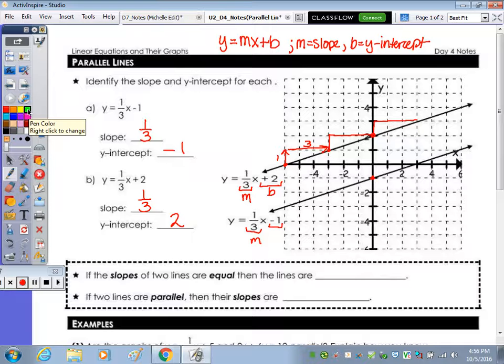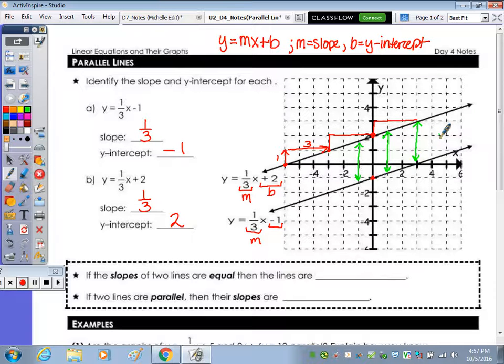Parallel lines are lines that will never intersect. In order to not intersect, they must be the same distance apart throughout. In order to be the same distance apart, that means they have to have the same slope.